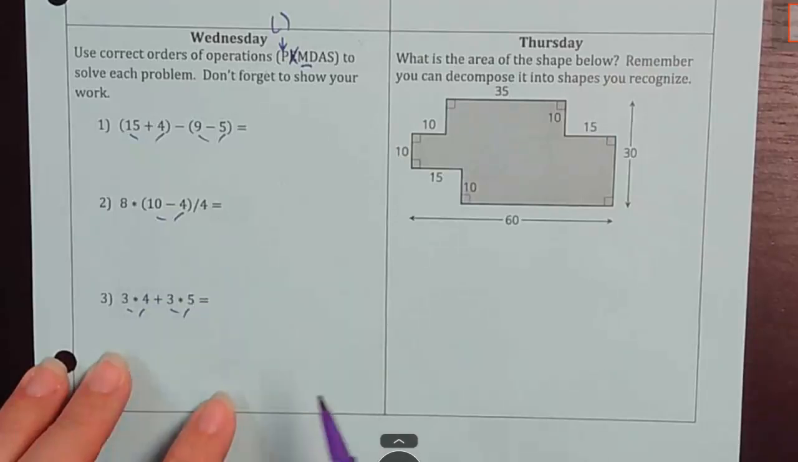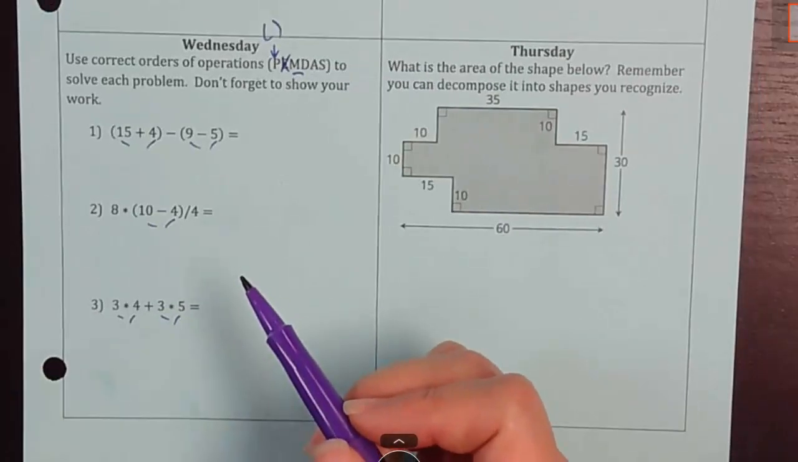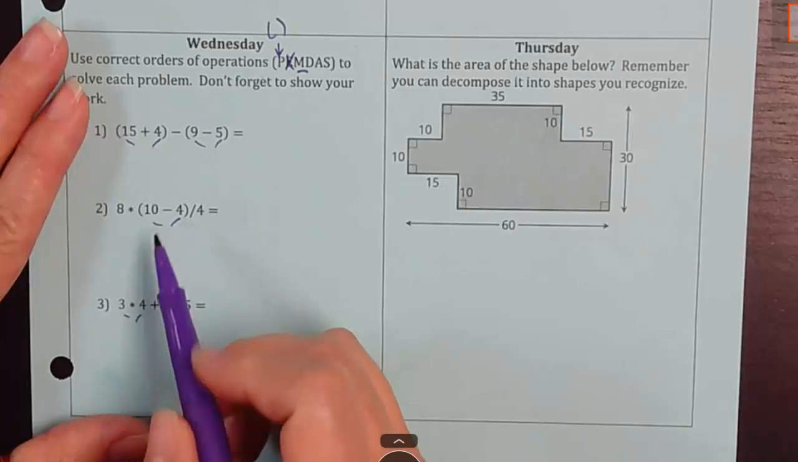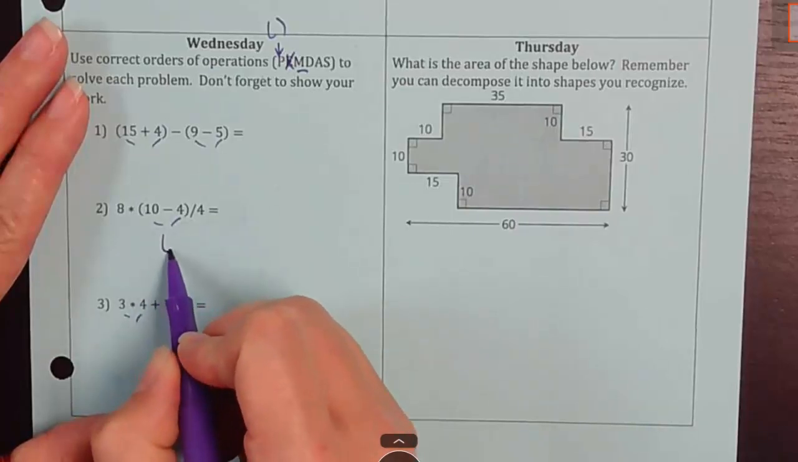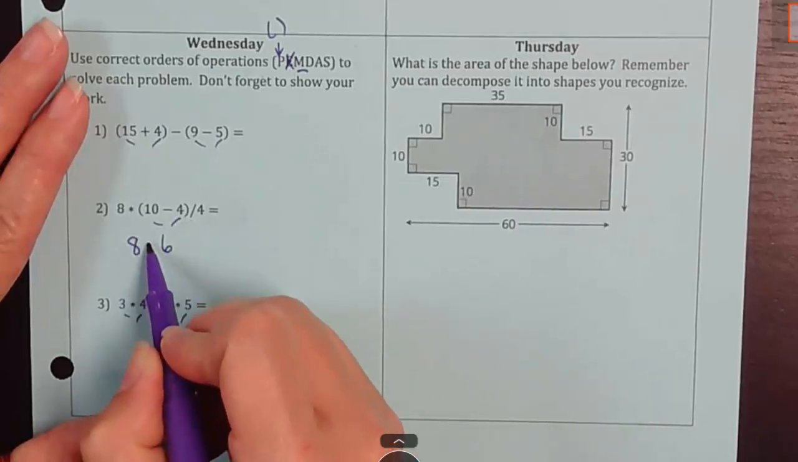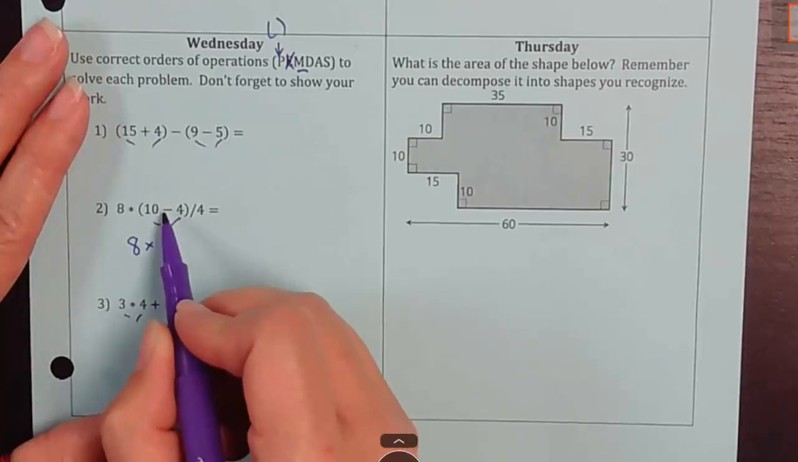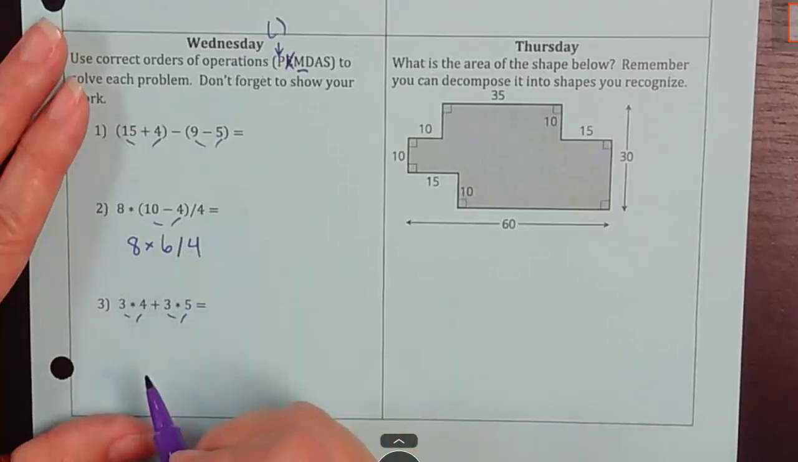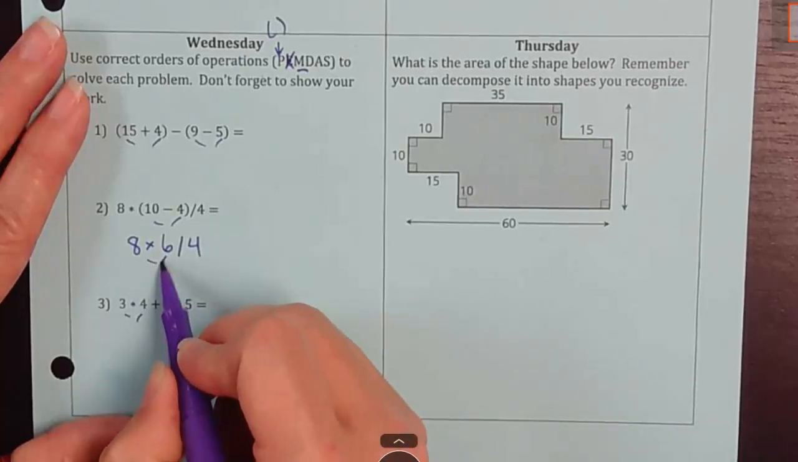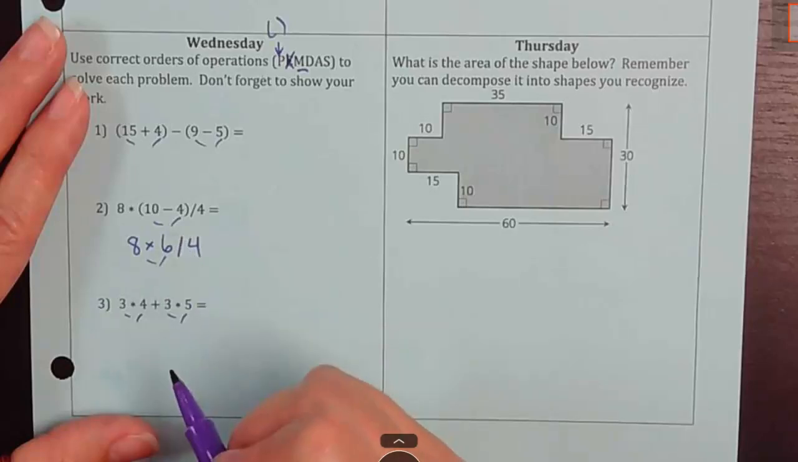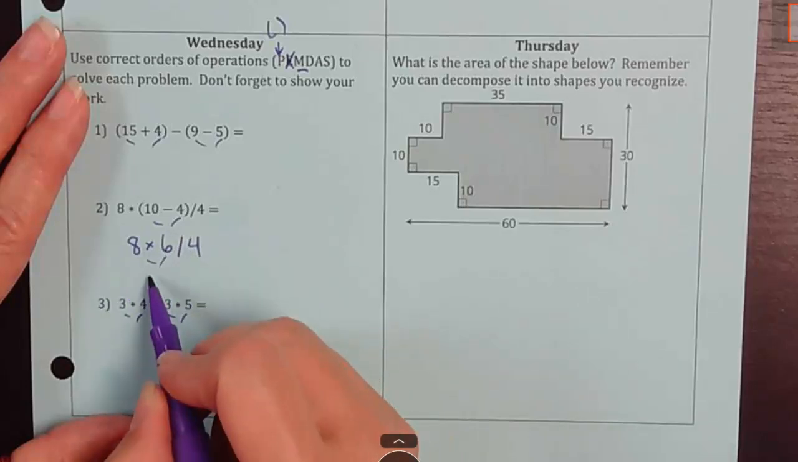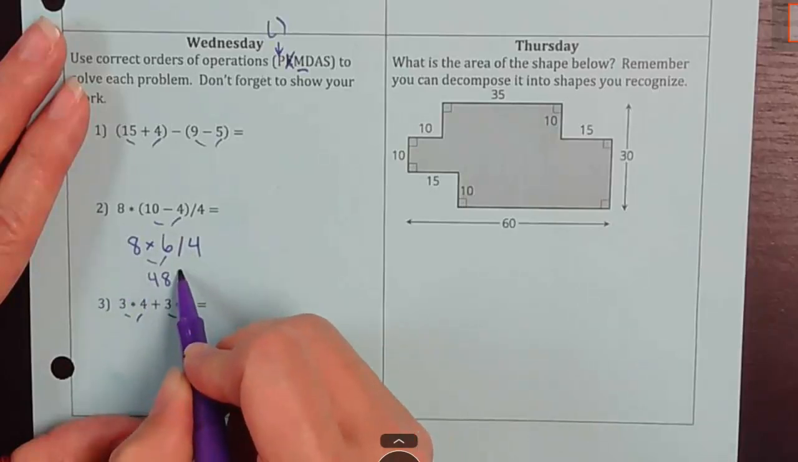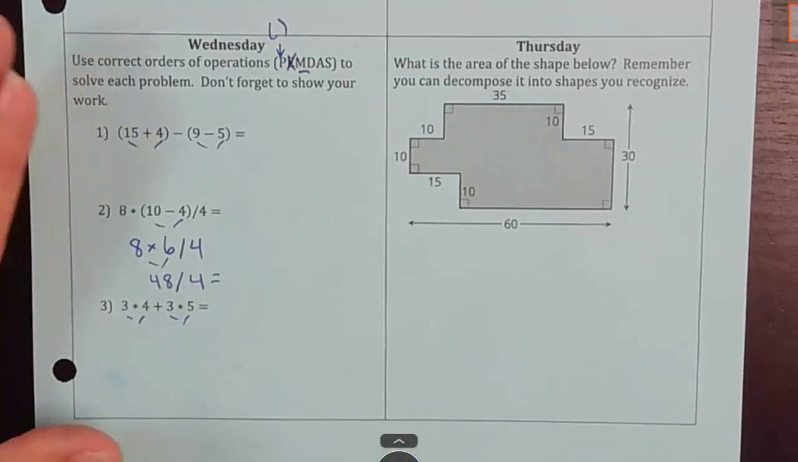Okay, I'm going to do this one with you because I want to make sure we understand how to rewrite it. So if you do 10 minus 4, you get 6. But I need to put my problem back together because this turned into 6, but I still have 8 times 6 divided by 4. Then I'm going to multiply these. Then I'll do my division last. So 8 times 6 is 48. Then divide it by 4, and that will give me my answer.